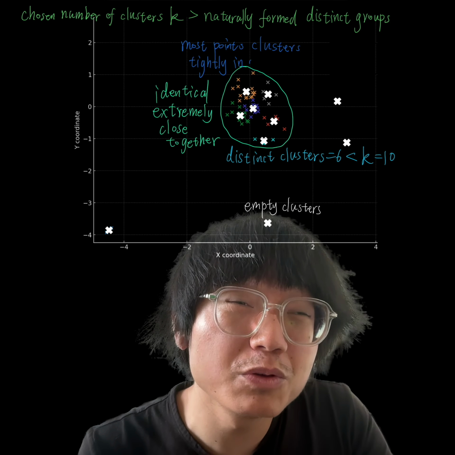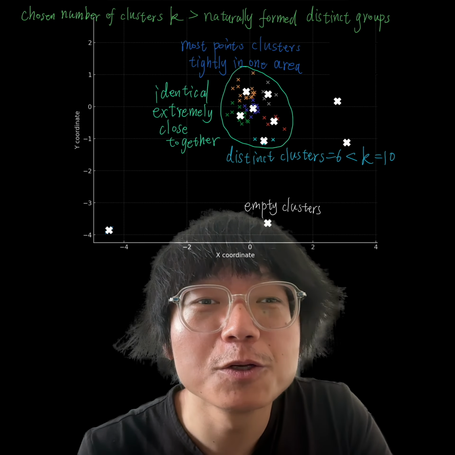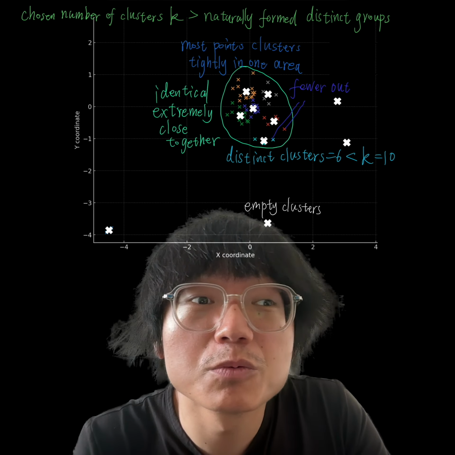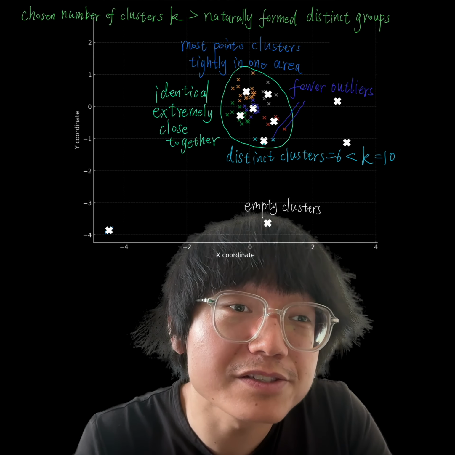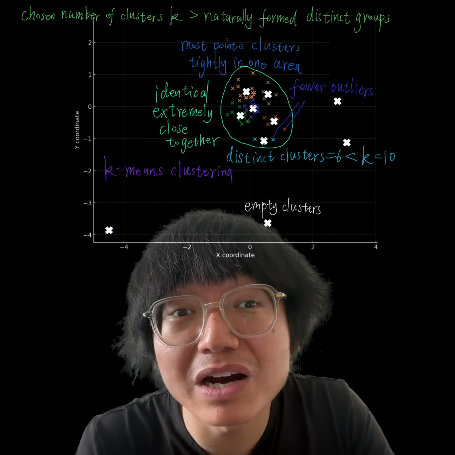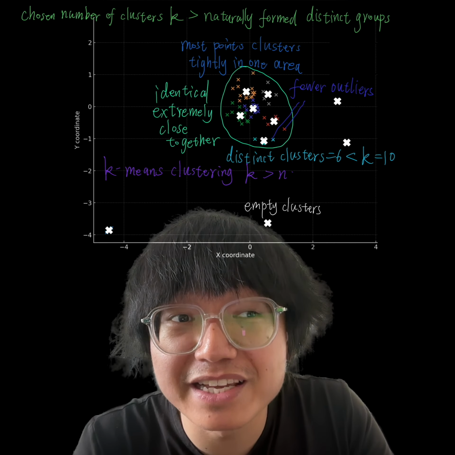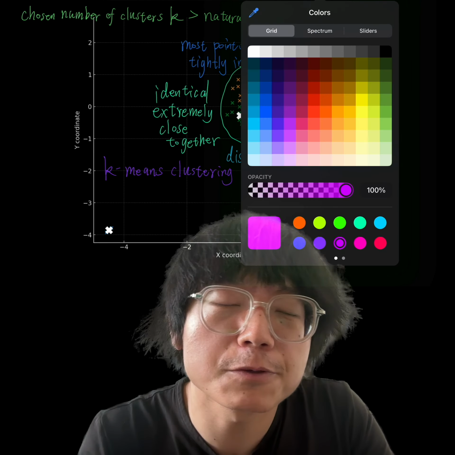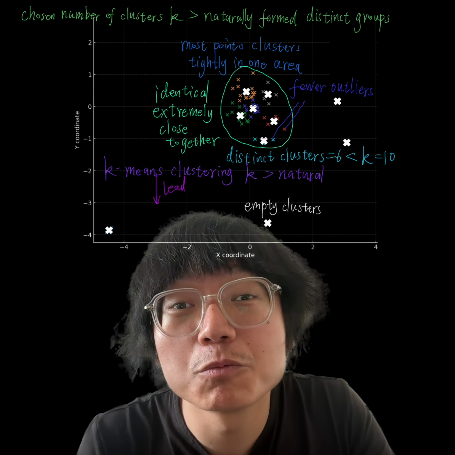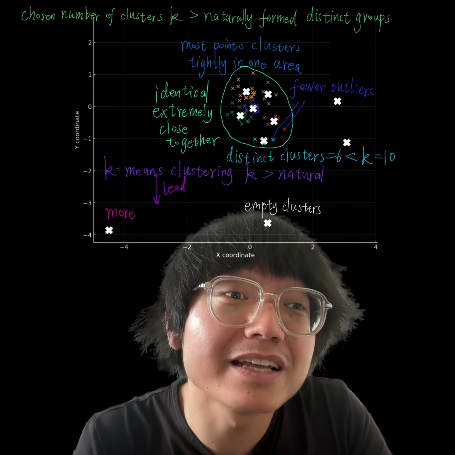In this generated 2D data set, most points cluster tightly in one area with only a few outliers. Then we applied k-means clustering with a k value larger than the number of natural clusters visible in the data. This can lead to one or more empty clusters, which we try to identify and visualize here.